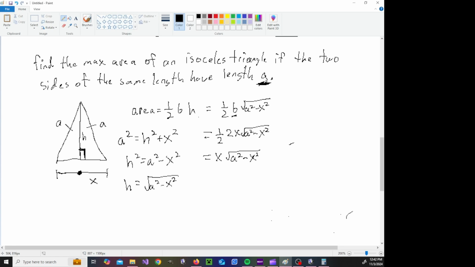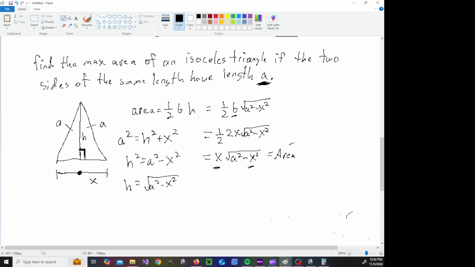that this is a function of two variables in the sense that they're both changing. This is a function where x is changing, but a is some constant. A is some number that we're supposed to pretend that we know the value of. So is this function ready to have its derivative taken? Yes, it is. This is the area in terms of a single variable, x.